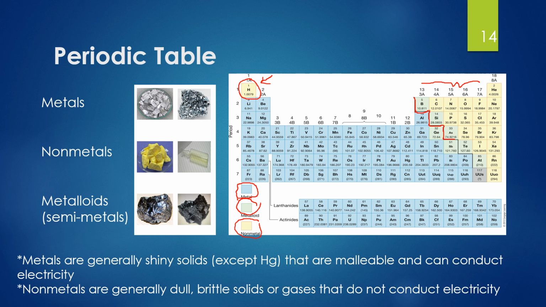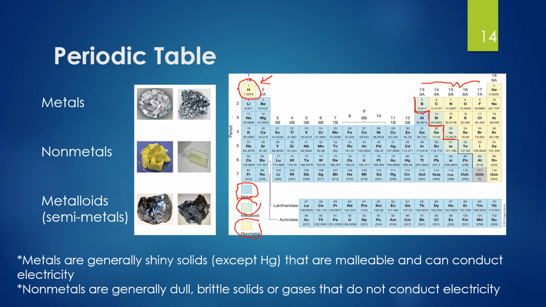Well, looking at the asterisks here at the bottom of the slide, what you need to know about metals is that they are generally shiny solids, except for mercury. Mercury is a liquid at room temperature, but most other metals are solids. They are malleable, meaning they are flexible, movable. They can be shaped into different things, and they can conduct electricity. So, generally shiny solids at room temp, malleable, and can conduct electricity.